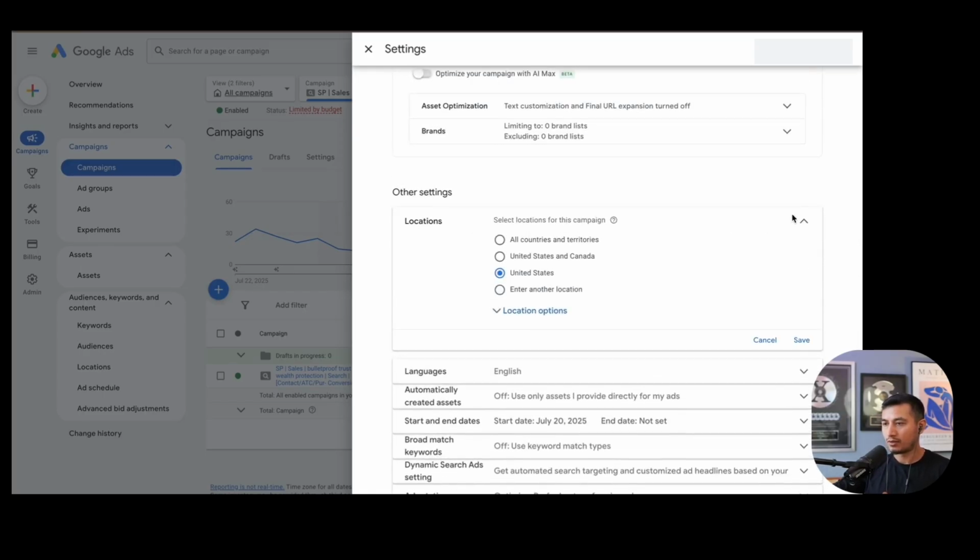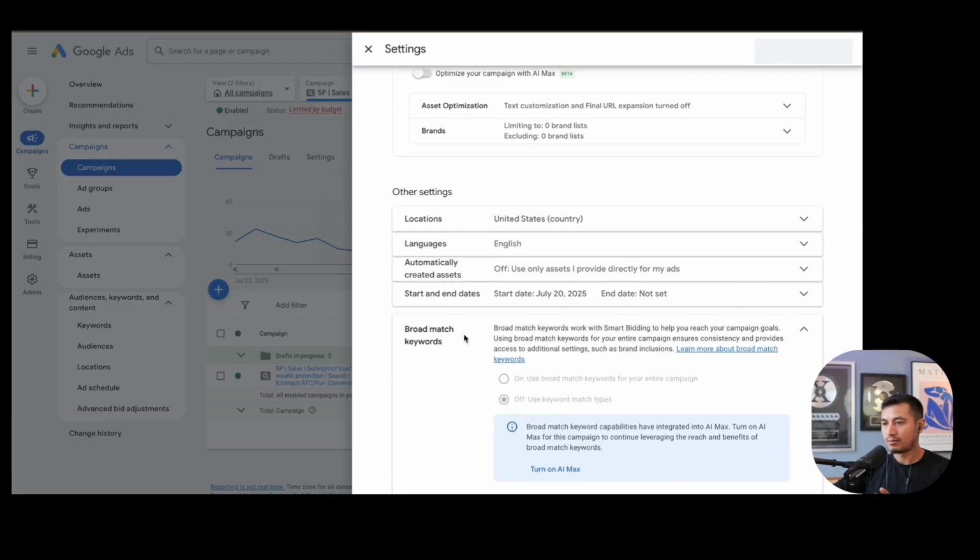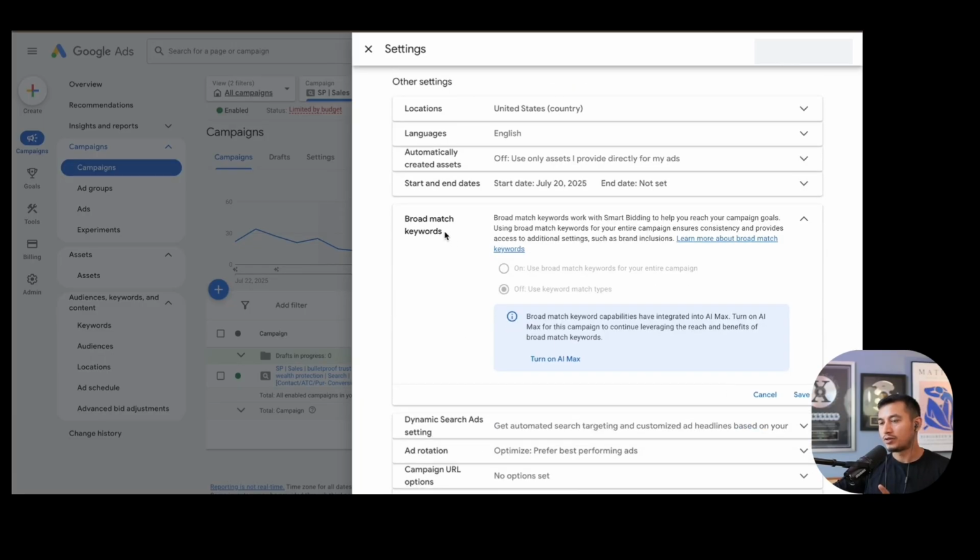Let's look at location, the United States, language, English, start and end date, okay, broad match keyword. When you use broad match keyword, you're pretty much just telling Google to do whatever it wants. I'm going to give you some keyword, use that as a foundation, but do whatever you want, right? So you may say finance as one of your keywords.